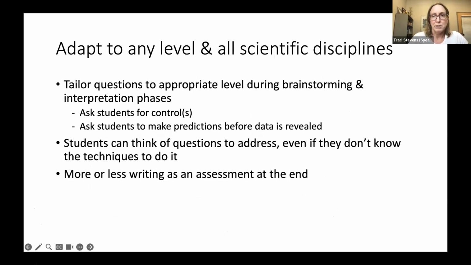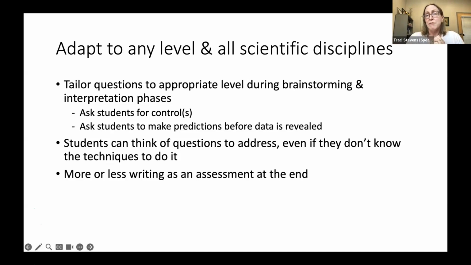And one thing I really like about this strategy is that it can be adapted to all levels, all scientific disciplines. You can tailor the questions for both the brainstorming phase and the interpretation phase. You can tailor that to the level of your class. If you have a higher level class, you can ask students to make predictions about control data, talk about what kind of controls could be shown. Or maybe lower level classes, you feed them some of what they need and let them go from there.